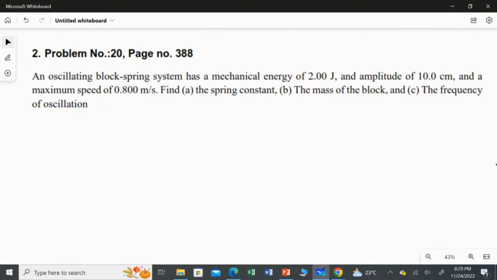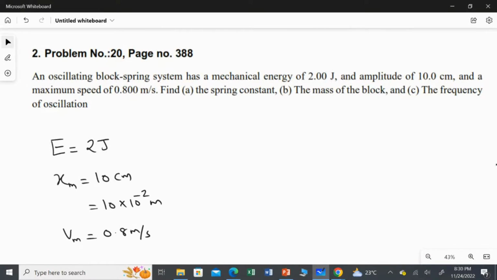0.8 meter per second. So you have an oscillator. An oscillator consists of a spring block system. So by that it will have the mechanical energy, and here I'm going to write the mechanical energy as capital E, which is 2 joules, and when the spring oscillates it has an amplitude value xm which is equal to 10 centimeter. So I have to write this centimeter in terms of meter. So 10 multiplied by 10 power minus 2 meter, and it also has the maximum speed as 0.8 meter per second. By using these three values, we are going to find the answer for three questions.